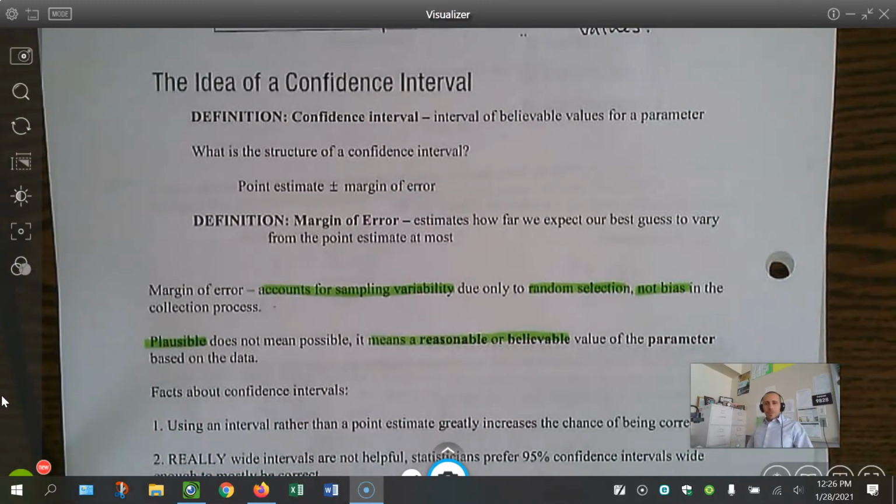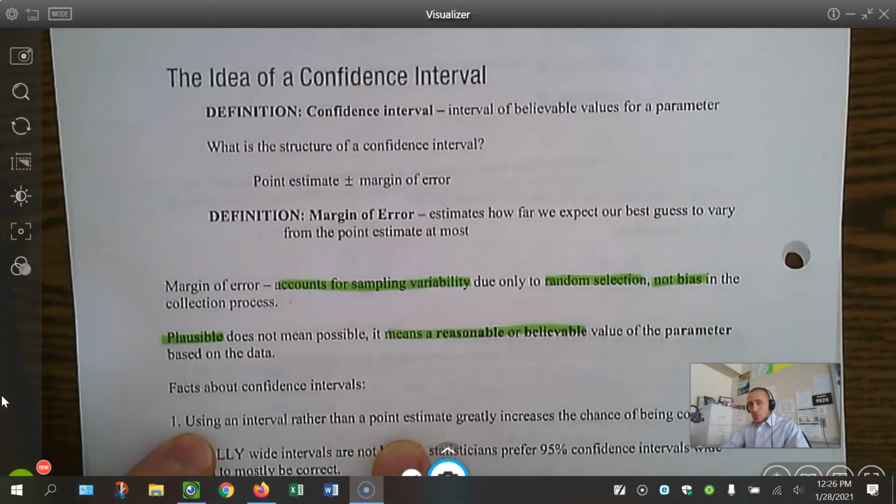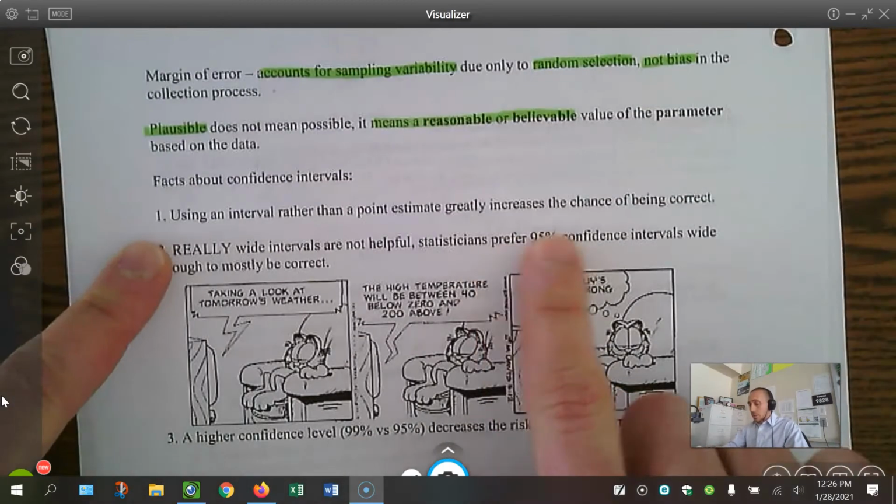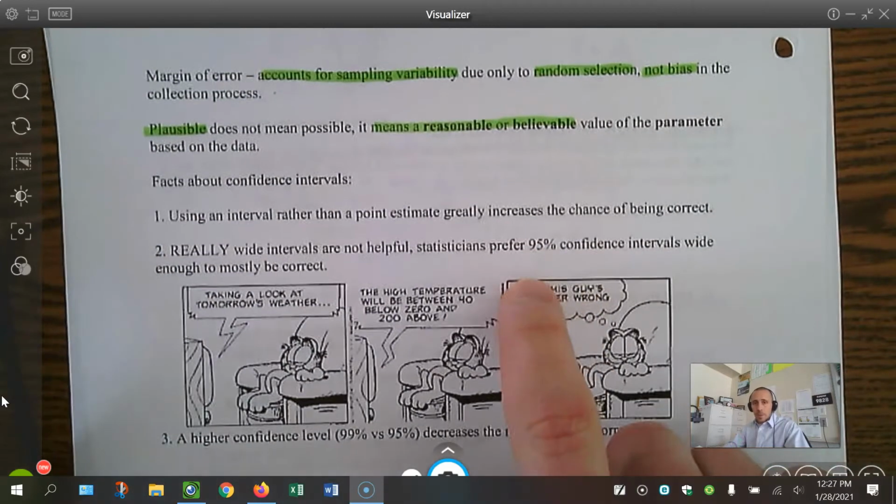So some facts about confidence intervals. Using an interval rather than just a point increases our chances of being correct and capturing the parameter.